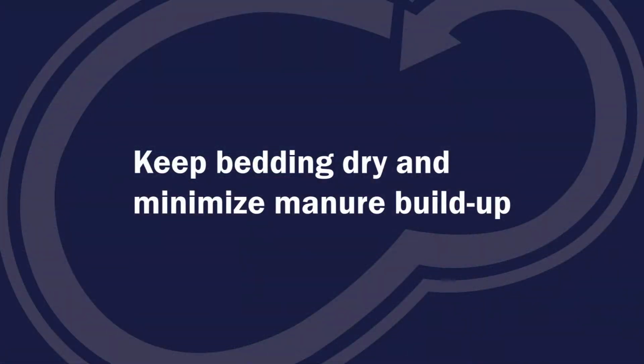Let's start with sanitation. So the most obvious aspect of sanitation is keeping bedding as dry as possible and minimizing the amount of manure buildup. Another option to consider would be an alternative bedding source. Sand is an inorganic compound which inhibits fly growth. This isn't going to fit all systems, but it could be a good option.